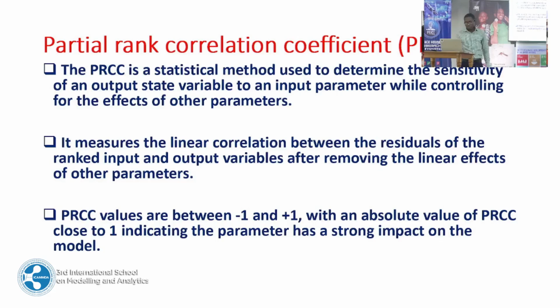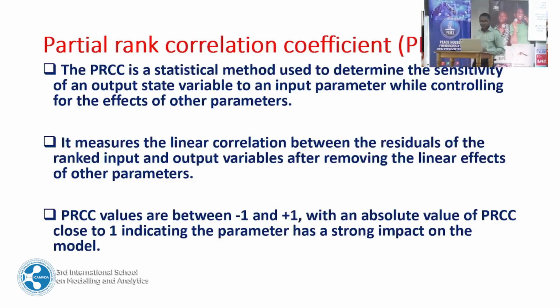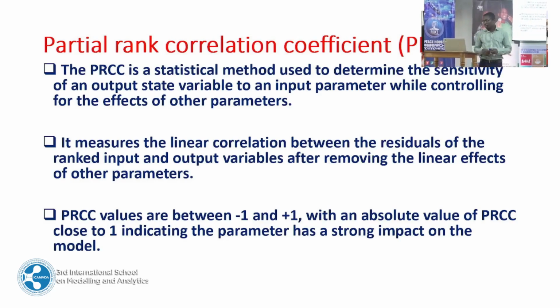Now we see how the PRCC works. The PRCC is a statistical method that is used to determine the sensitivity of an output variable to an input parameter while controlling for the effects of other parameters. It measures the linear correlation between the residuals of the ranked input and output variables after removing the linear effect of other parameters, and it's usually between -1 and +1, with an absolute value of PRCC close to 1 indicating that the parameter has a strong impact.